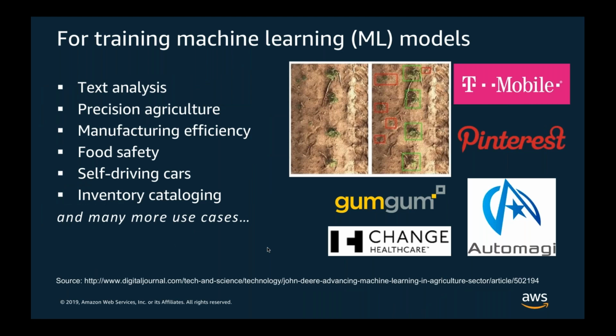Here are some use cases in which we improve the accuracy of machine learning models by augmenting the data by providing more labeled data, or in some cases break new ground and solve new problems with machine learning techniques. For instance, text analysis.